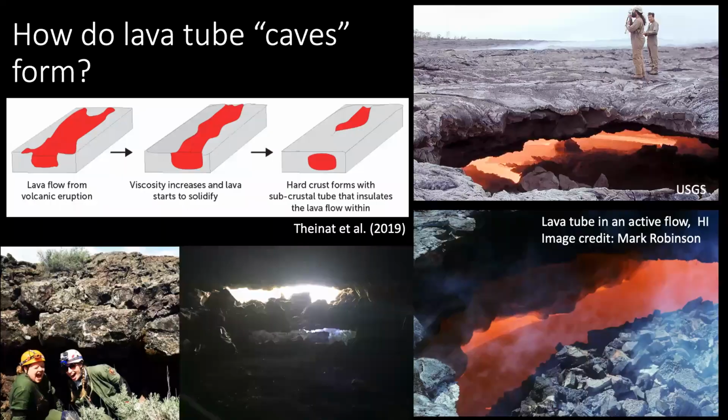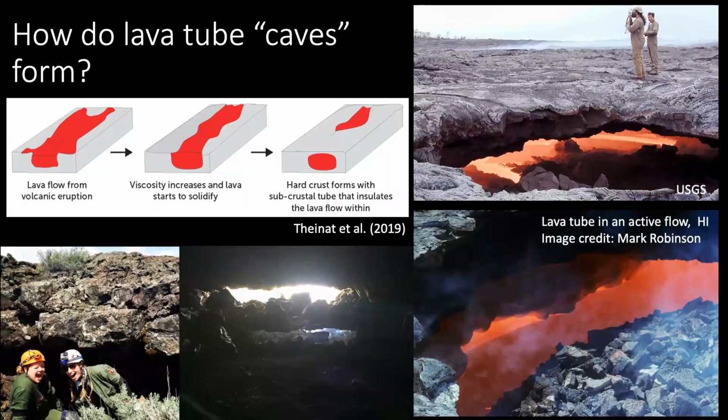So how do these constructional features form? Initially, when you have a volcanic eruption, and in this case, we're talking about a low viscosity volcanic eruption, right? Because we're getting a flow instead of an explosion.